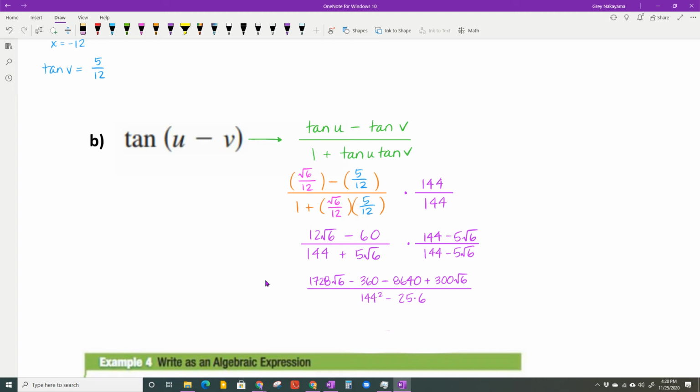So when you simplify that, we get on the bottom 20,586. And on the top, you have 2028 square roots of 6 minus 9,000. And those are big numbers, but that's why we have calculators.